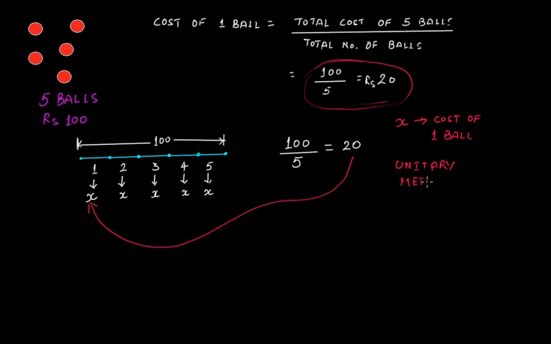This is what unitary method is. First, find out the value of one given quantity or one item. I just explained how we reached this method of finding the price of one ball. You have to think that we have divided this total cost into 5 equal parts, and if I divide this 100 into 5 equal parts, I'll get 20.